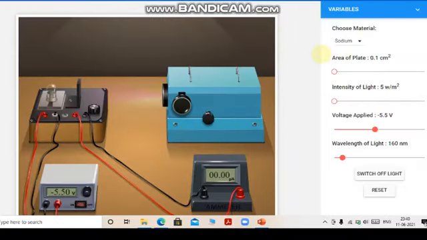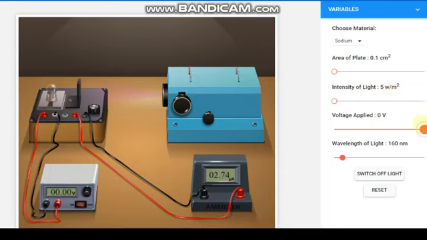In the second part of the experiment, we are going to draw the graph between reverse potential and photocurrent for various intensities of incident electromagnetic radiation. So that means the intensity of the electromagnetic radiation should be changed. But in the first case, we fixed the intensity as 5 watts per meter square. In the second case, we fix the wavelength. First we keep the applied potential at 0, and the selected material and area of the plate are fixed. The intensity is changed.